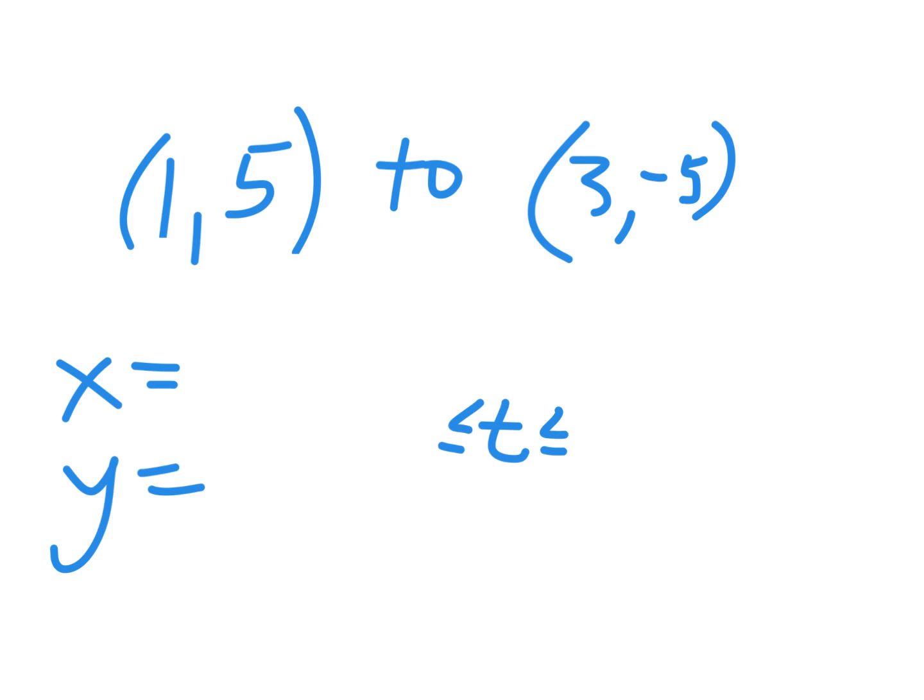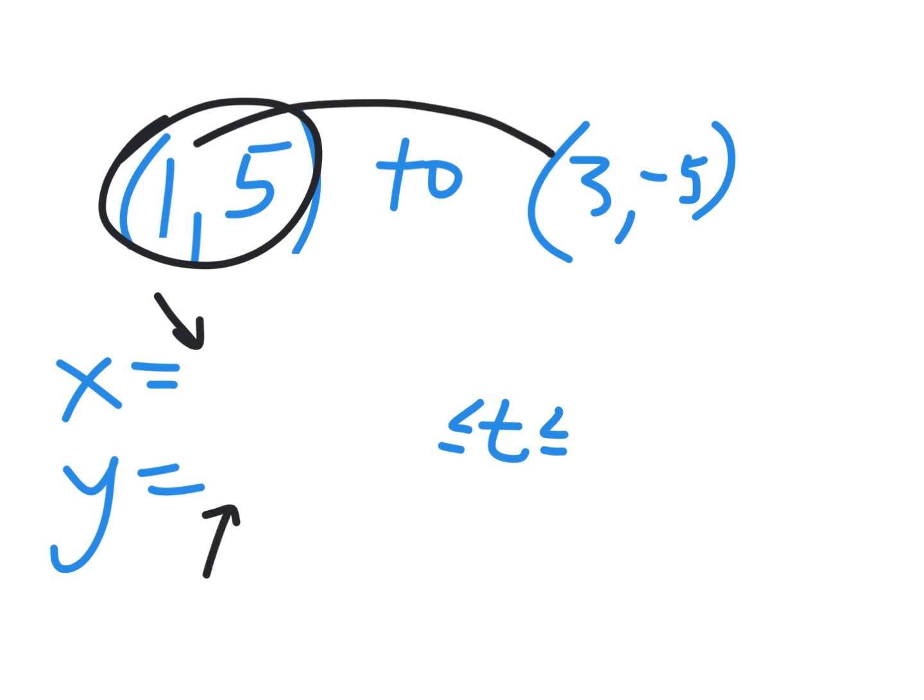How many of you are done? Raise your hand if you're done already. Okay, I'm gonna pause for a second. In case you forgot, you take this point and you start with that. And then you see what the change was. How much did it go up from 1 to 3? And from 5 to negative 5. I'll pause for a second. Give you more time to try that.